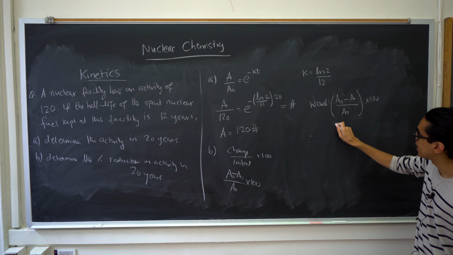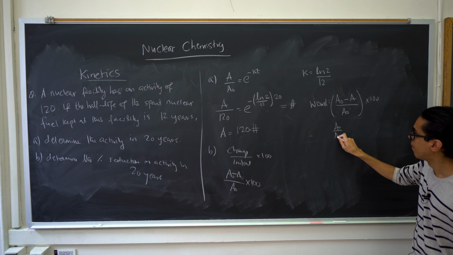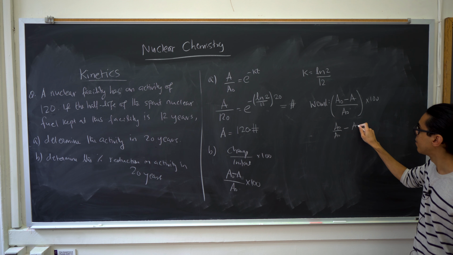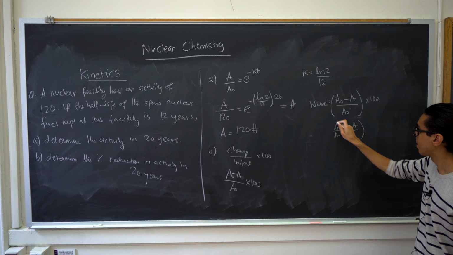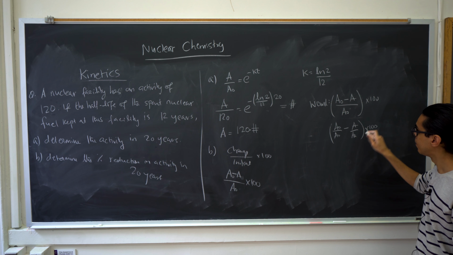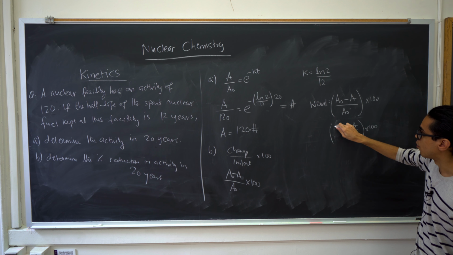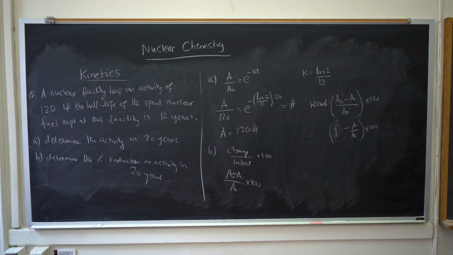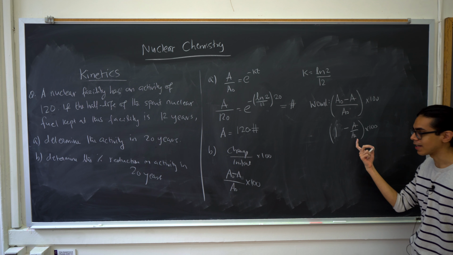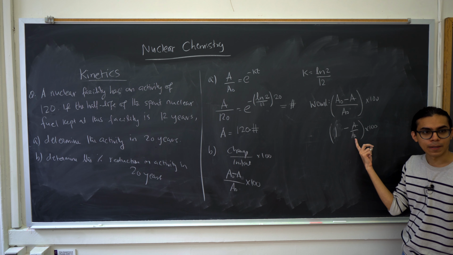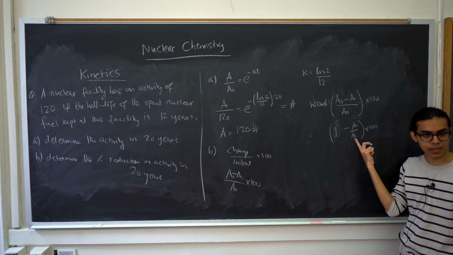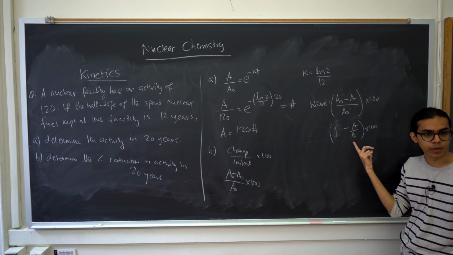So this is A naught over A naught minus A over A naught, times 100. A naught over A naught is just 1. So all we need to figure out this percentage is this guy, A over A naught. You don't need A separately, you don't need A naught separately. You just need the ratio of A to A naught.